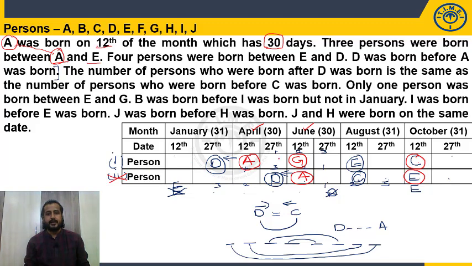Now we have only one valid case. Almost 80% of information is completed. Now, B was born before I, but not in January. What is given?